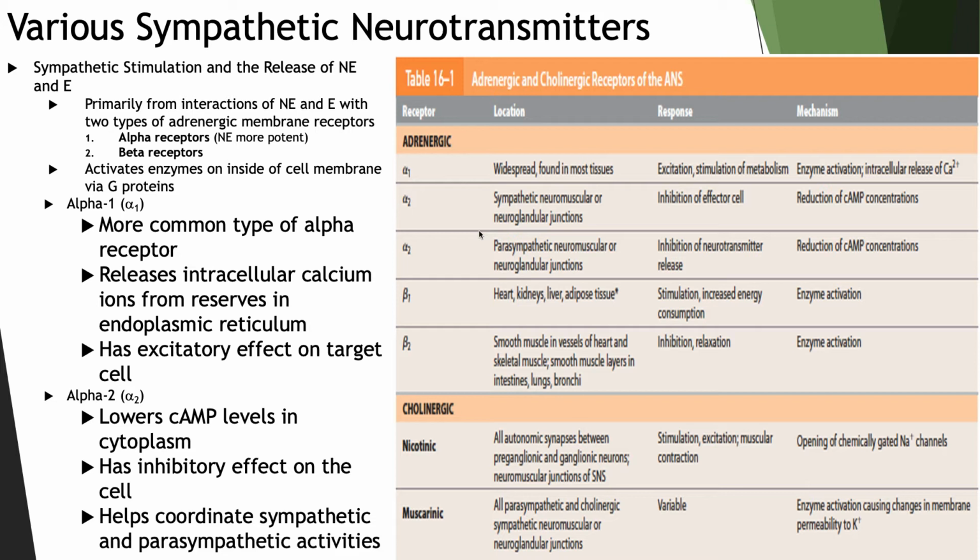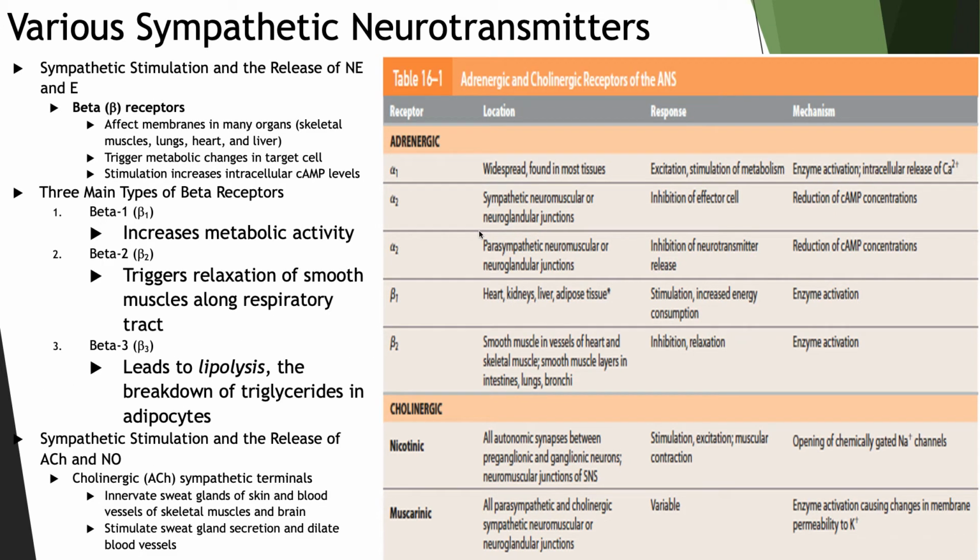Stimulation of A2 receptors and the G protein activation result in a lowering of cyclic AMP, also known as cAMP, levels in the cytoplasm. Cyclic AMP is an important secondary messenger that can activate or inactivate key enzymes. This reduction generally has an inhibitory effect on the cell. The presence of A2 receptors in the parasympathetic division helps coordinate sympathetic and parasympathetic activities. When the sympathetic division is active, the norepinephrine release binds to A2 receptors at parasympathetic neuromuscular and neuroglandular junctions and inhibits their activity.